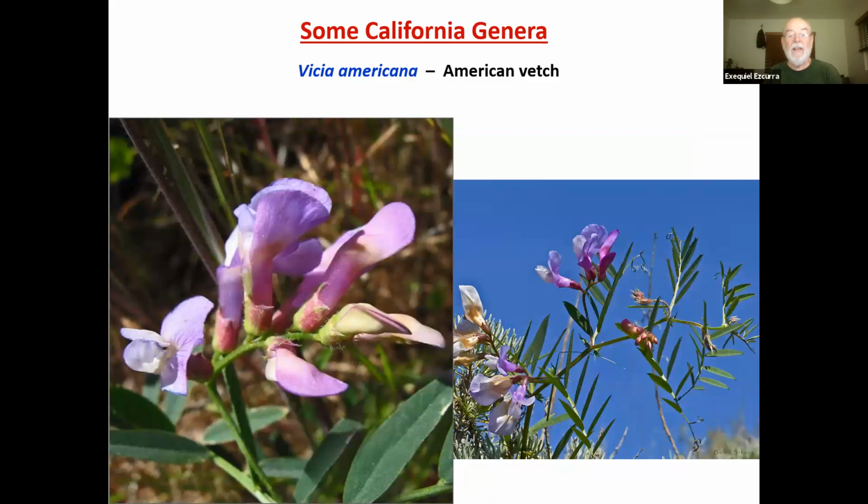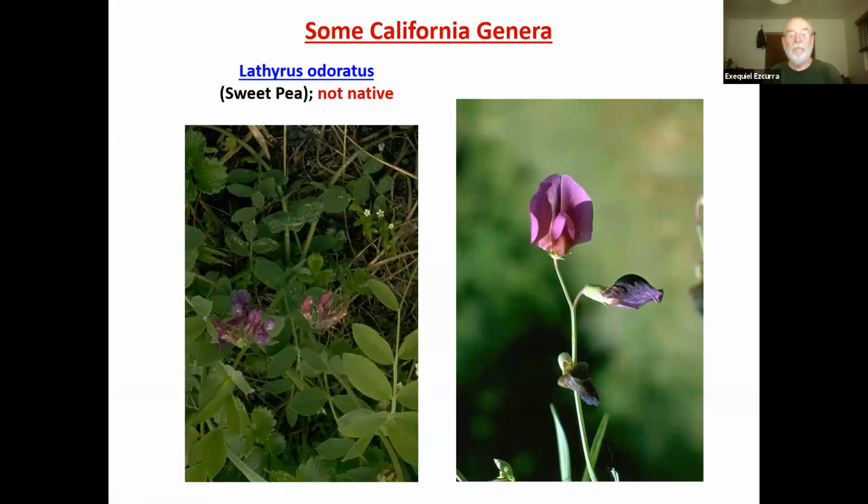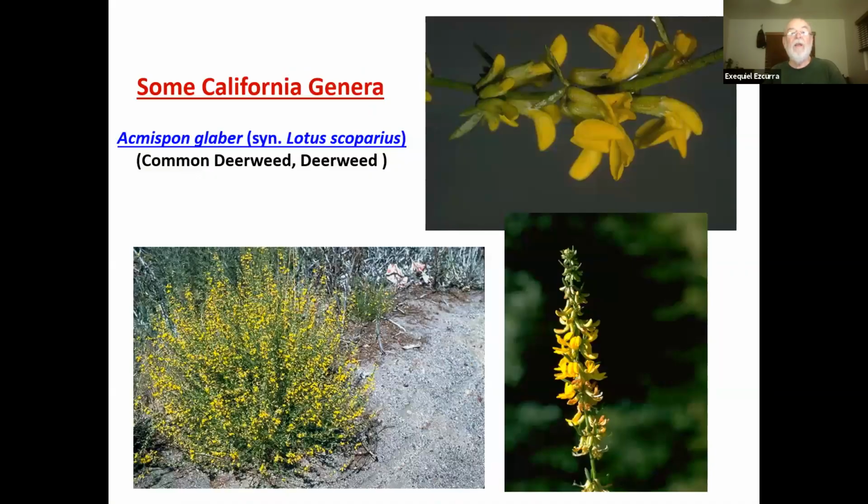The American vetch, also common in chaparral, attaches itself to plants in chaparral. Very similar to the San Diego pea, very, very pretty, very beautiful. The spring vetch, Vicia sativa, introduced from Europe. The seeds are edible. You can make good stews with it. The sweet pea, Lathyrus odoratus, found frequently in Southern California.